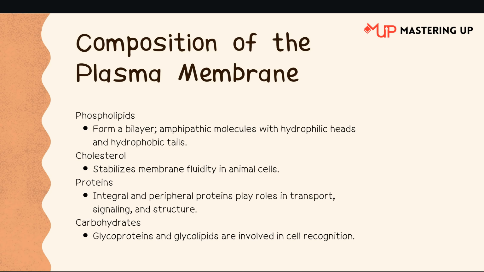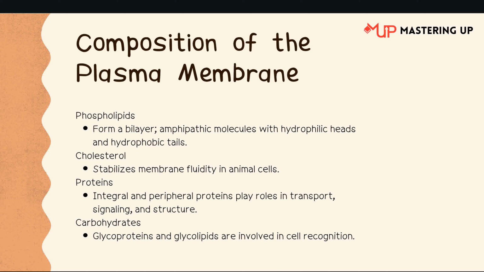Now let's take a closer look at the components of the plasma membrane. First, phospholipids make up the bulk of the membrane. These molecules are amphipathic, meaning they have both hydrophilic or water-loving heads and hydrophobic or water-fearing tails. This arrangement forms a bilayer with the head facing outward toward the water in the external and internal environments, and the tails tucked inward away from the water.